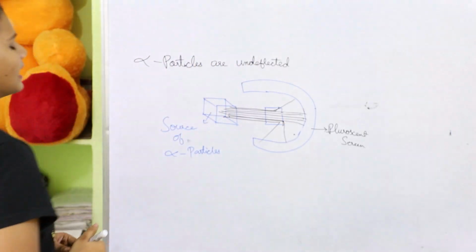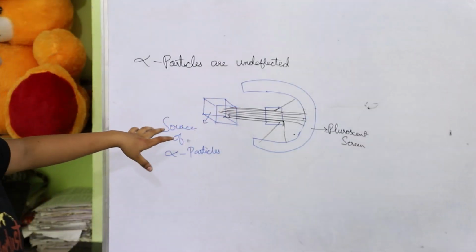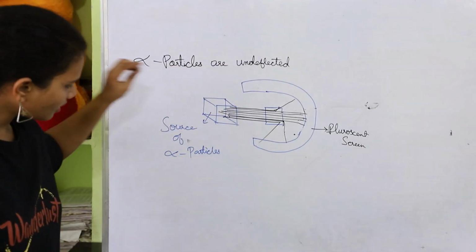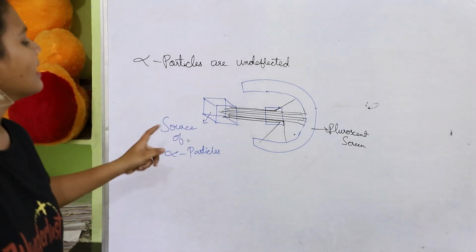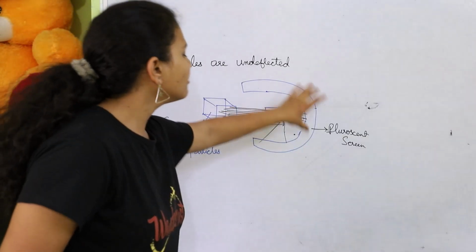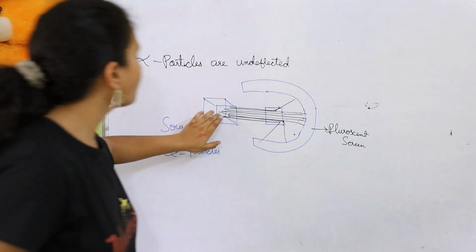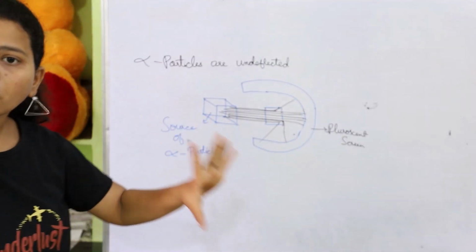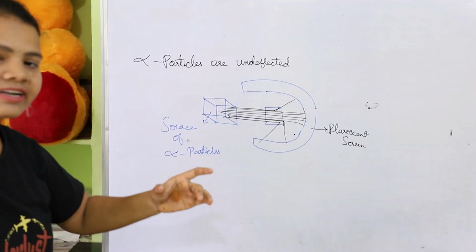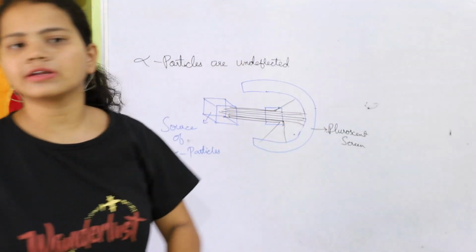So this is what he observed in this experiment. He has taken the source of alpha particles, the gold foil and a fluorescent screen. He allowed a beam of alpha particles to pass through the gold foil. Most of the alpha particles were undeflected, meaning they went and appeared on the fluorescent screen.